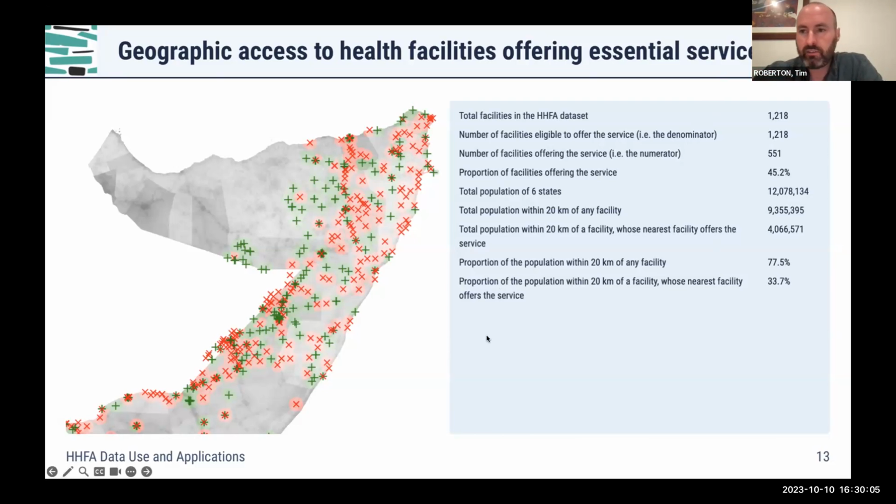So what you're seeing here on the left is access to a health facility providing childbirth or delivery services. And you can see that, by our estimates here, 77% of the population are within 20 kilometers of a facility in this region, but only 33% of the population are within 20 kilometers of a facility that is able to provide effective delivery service. So this is really important. And again, a country like Somalia is good for understanding the placement of health facilities and where there are geographical gaps across the country.